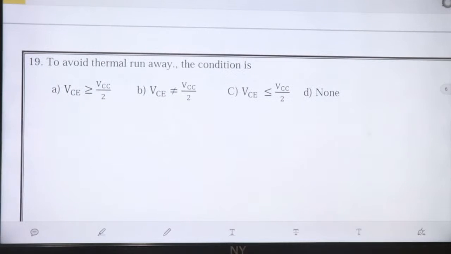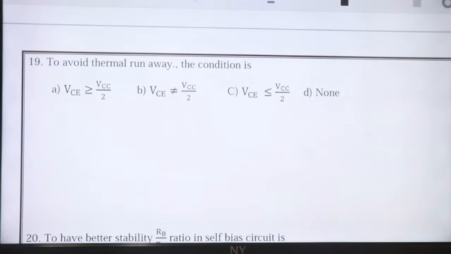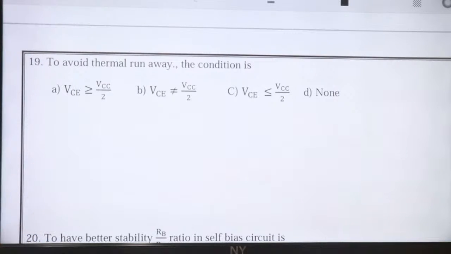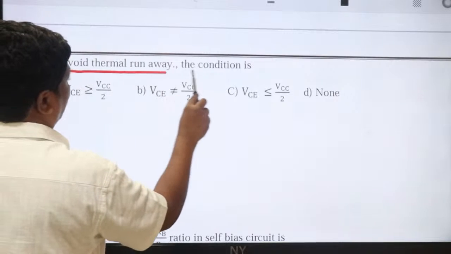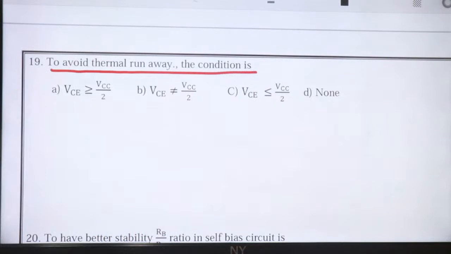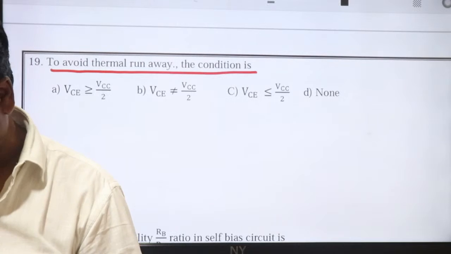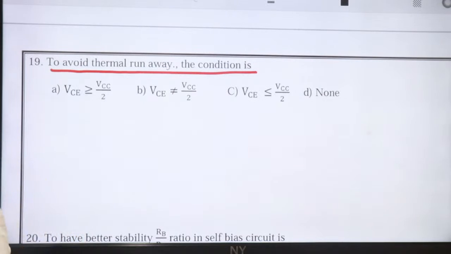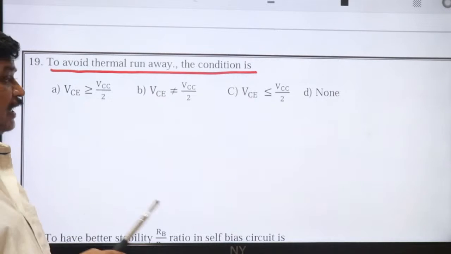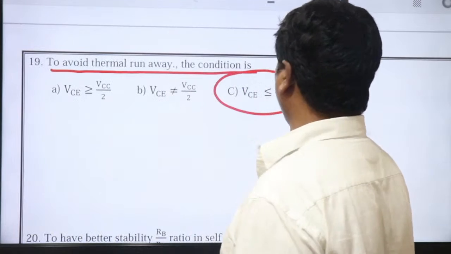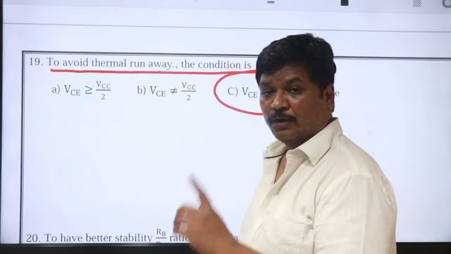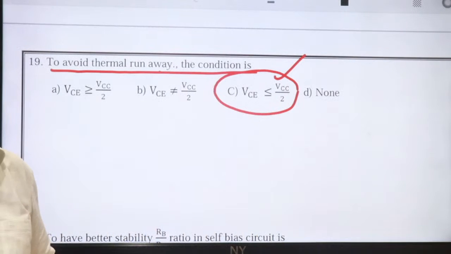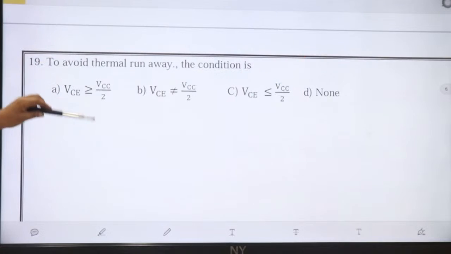This is a very, very, very important question. As per my knowledge, this question has been given a number of times in competitive exams. To avoid thermal runaway, what is the condition? I already told you one related point; in a similar pattern, here is one more. See all of you: VCE should be less than or equal to VCC by 2 to avoid thermal runaway. Don't forget this question, my dear students.